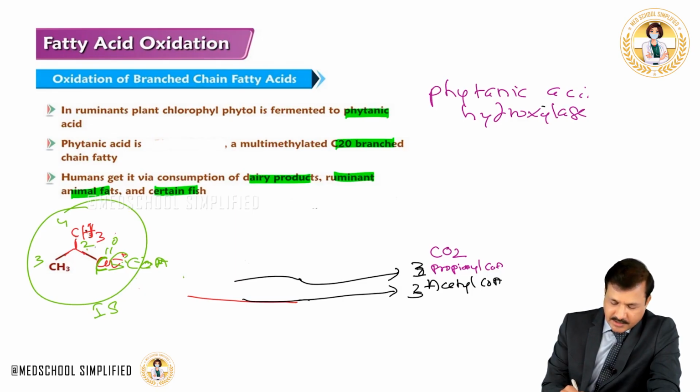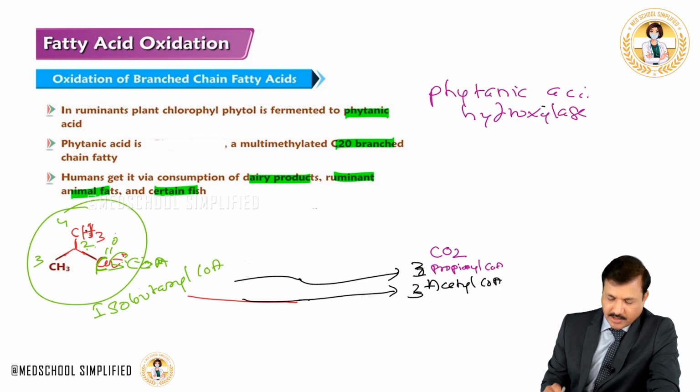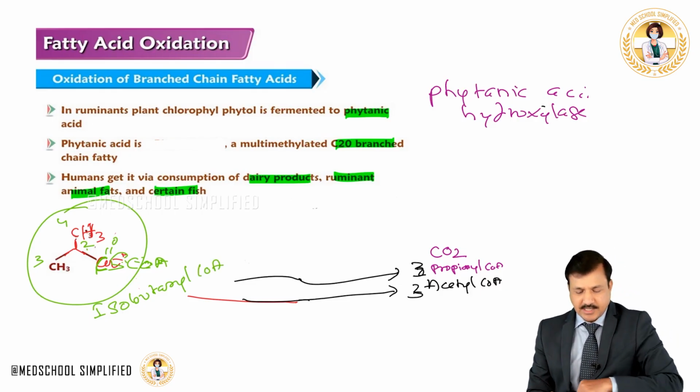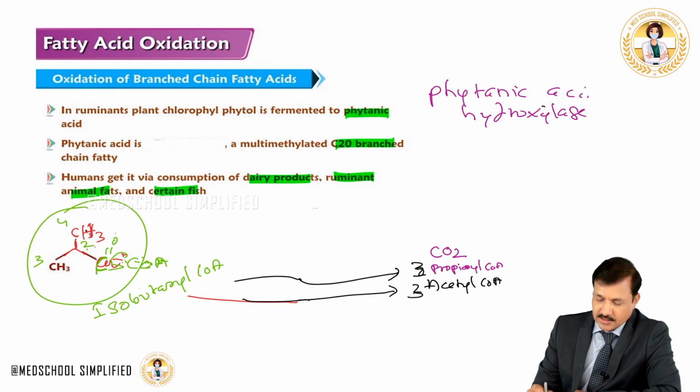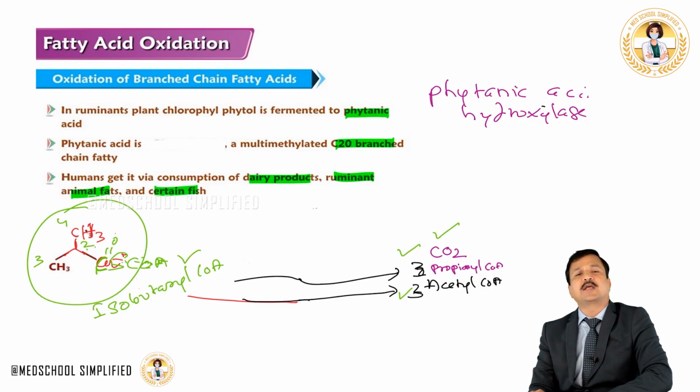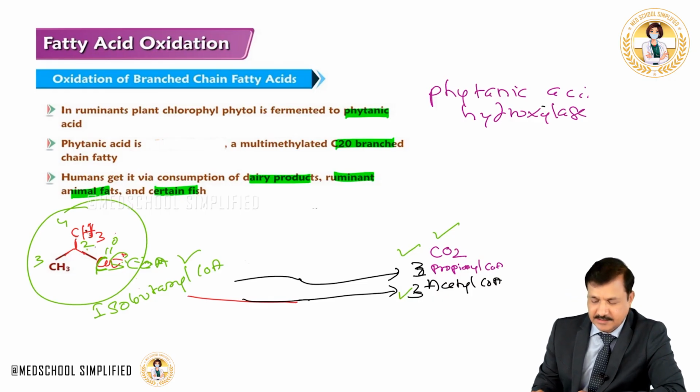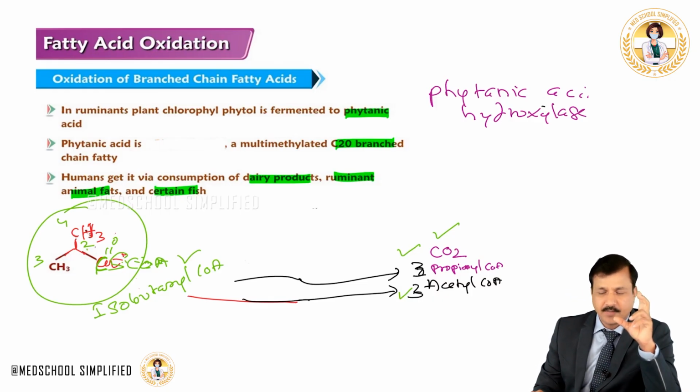It is called isobutyryl-CoA molecule. So this isobutyryl-CoA is now released. At the end of all this, what happened is we have a carbon dioxide, 3 propionyl-CoA, 3 acetyl-CoA and 1 isobutyryl-CoA. These are the products of oxidation of branched chain fatty acid, that is phytanic acid. So carbon dioxide, 3 propionyl-CoA, 3 acetyl-CoA and 1 isobutyryl-CoA.